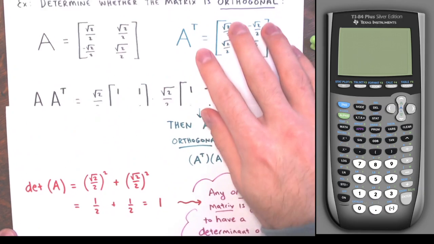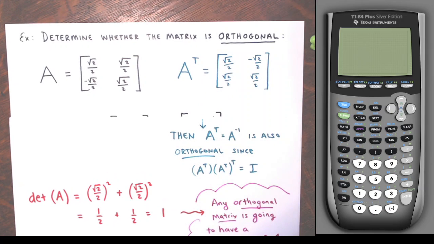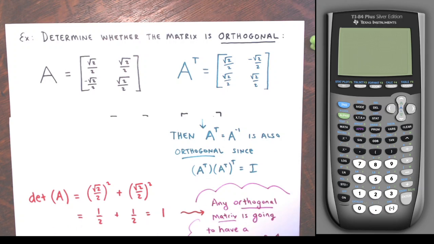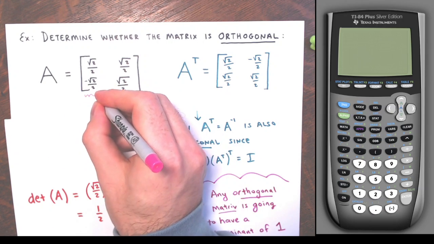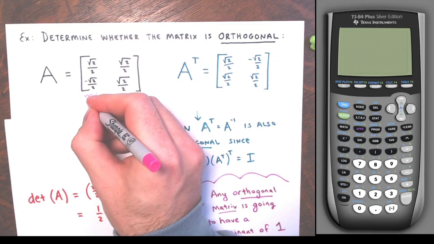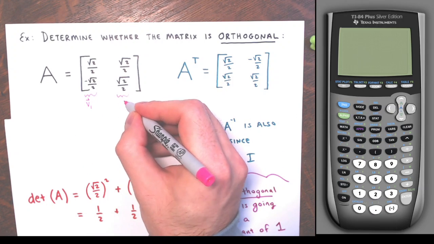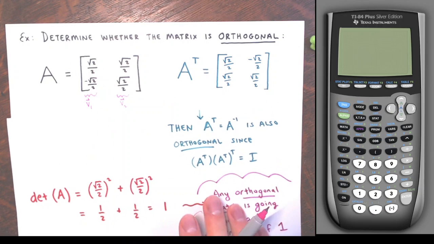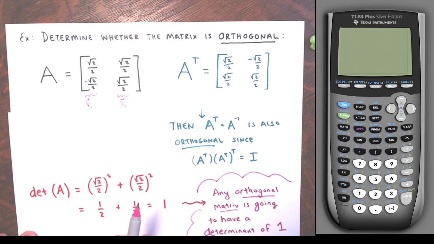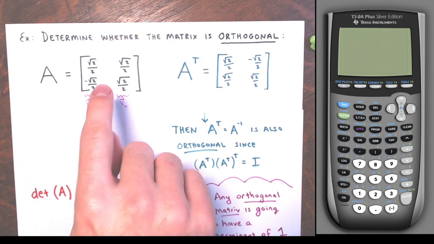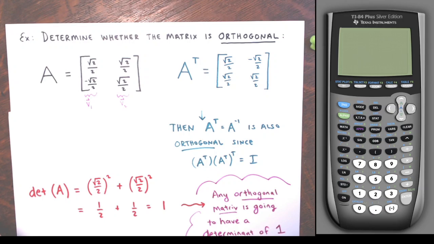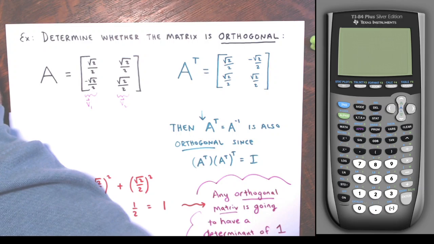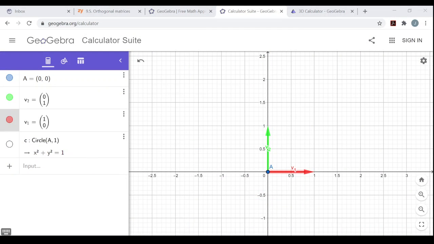Let me go to my picture, and I'm going to call these columns of A certain vectors. So let's say this is vector v1, and this is vector v2. Vector 1 and vector 2: the square root of 2 over 2, negative square root of 2 over 2, and square root of 2 over 2, square root of 2 over 2. So if this is the standard matrix for some transformation, then these vectors are what the standard basis vectors would go to. All right, so if you go back, here's a GeoGebra.